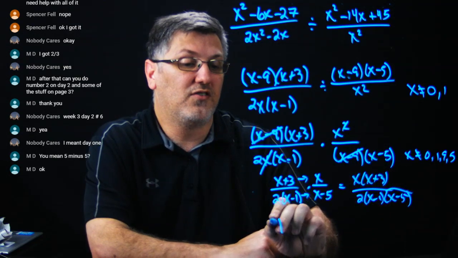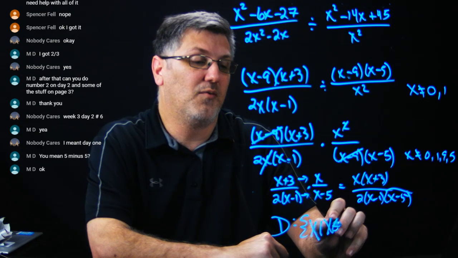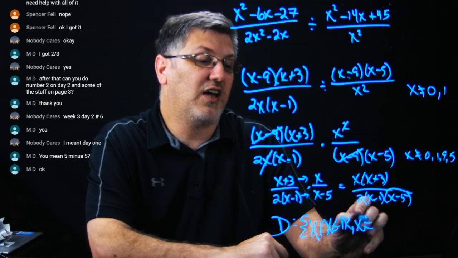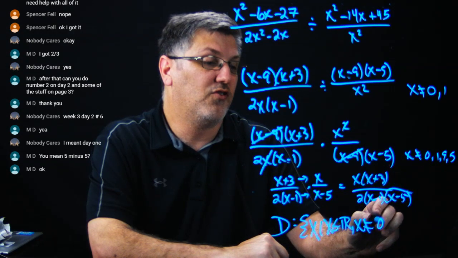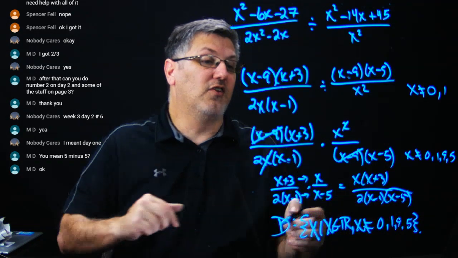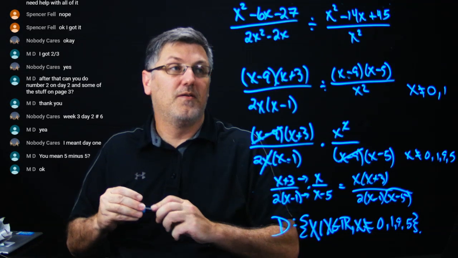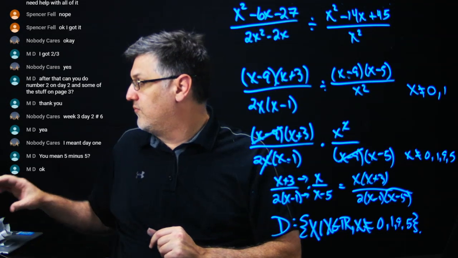The domain of this is the set of all x such that x is an element of the real numbers, and x cannot equal, conveniently, the numbers you found: 0, 1, 9, and 5. Easy peasy. Just finished multiplying that out with the distributive property. Pretty easy problem for me.